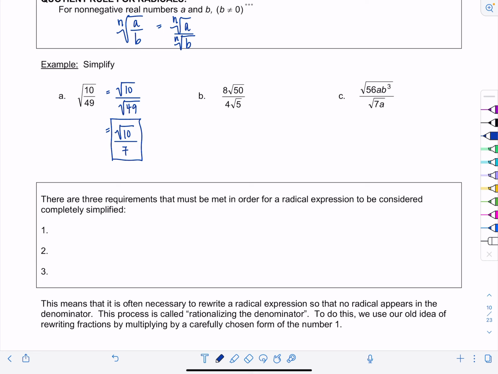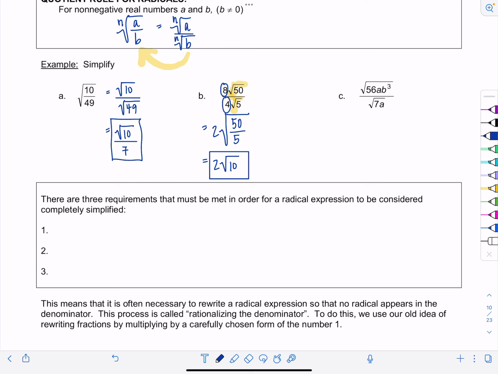Okay, B, 8 rad 50 over 4 rad 5. So now we're going to go the other way, actually. You see how we already have two radicals? Well, we're going to combine them into one. So basically, it's like going from that side of the quotient rule the other way around. So what I'm going to do is write this as, well, 8 divided by 4, that simplifies to 2. And then I'm going to have one big radical for 50 over 5. And then you can simplify now underneath the radical, perform the division. 50 divided by 5 is 10. So this is 2 radical 10. Okay, good.